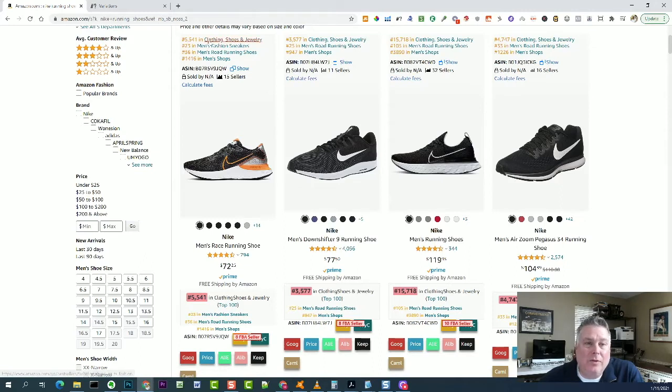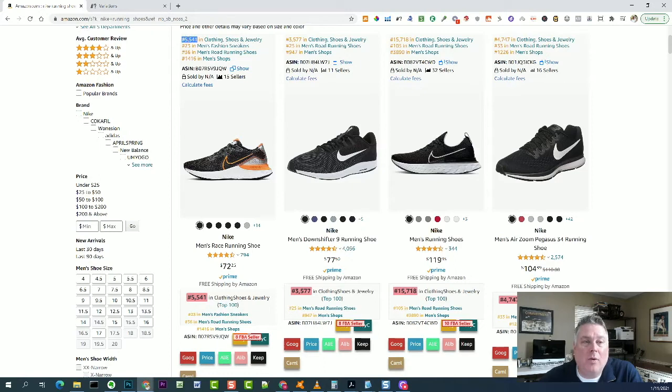5,541 in clothing, shoes, and jewelry. So that would be the highest level category. And that's the one, when someone says BSR on Amazon, that's what they're referring to. They're referring to the highest level category. These lower level categories aren't nearly as important, and I really don't pay any attention to them. This is the one that you want to look at.